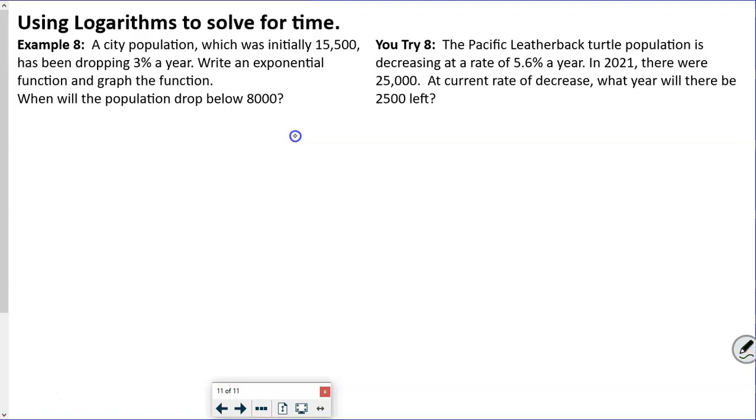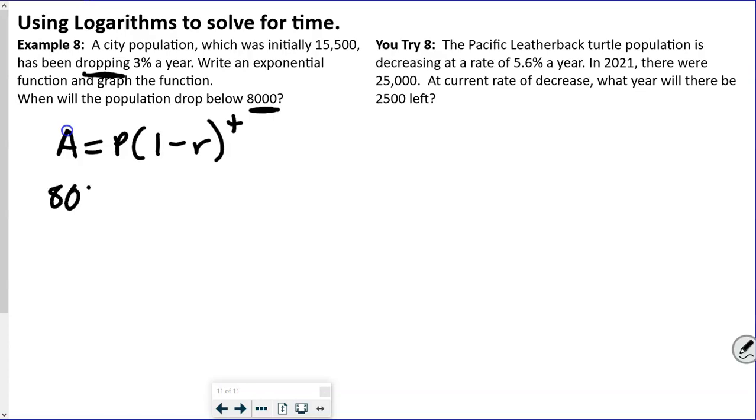Okay, so here, if you remember, our amount is equal to P times 1 minus r, to the t. It's going to be minus because it says it's dropping: our rate and then our time, right? So what we're going to do is just populate this. This time it says we're looking for 8,000. That would be our final amount, right? That's equal to our starting amount, which was 15,500, times 1 minus 0.03 to the t. So we're going to solve for t here, okay? So this is an exponential, and we're going to use a log to solve it, okay?